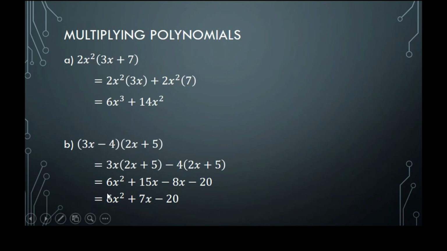Now, after that, what do we do? We add the like terms, as we mentioned earlier. So we have 6x squared, and 15x minus 8x, these are the like terms. So we have 7x minus 20.